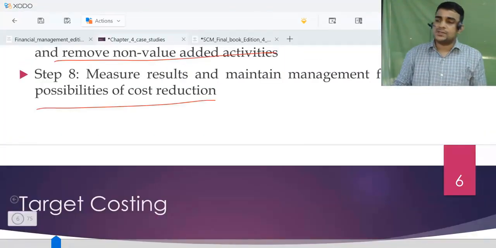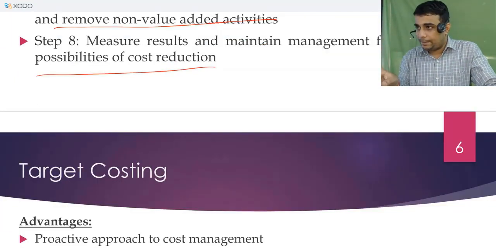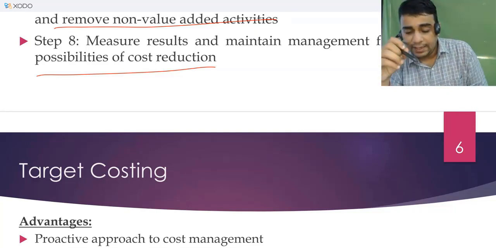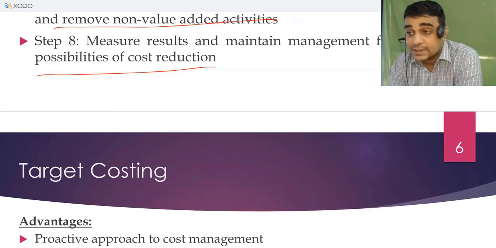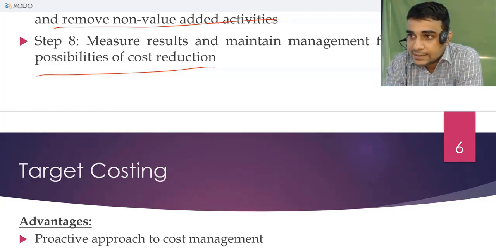Okay, advantages of target costing. One is it reduces cost. That is one part. It is a proactive approach to cost management. What is the first step of target costing? Identifying a target selling price. So this can also indirectly contribute to market success or customer success. How does it contribute to market success?